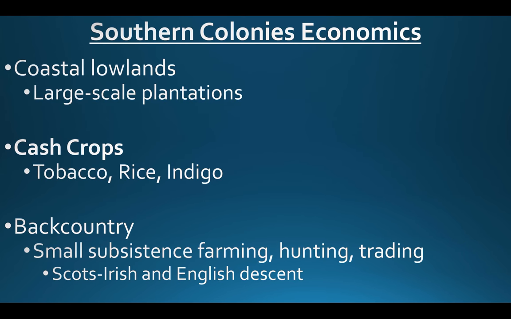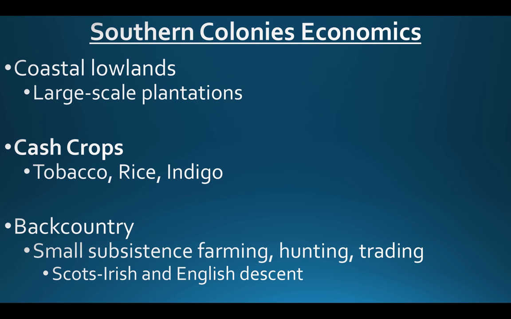The economy of the South, again, is going to be really fueled by these coastal lowlands we were just talking about, where you're going to get these large-scale plantations popping up along what's known as the tidewater areas, which allowed easy access out to the ocean. And what's really going to develop is these plantations are going to grow what are known as cash crops. And the big cash crop is going to remain tobacco, but you're also going to get rice and indigo, which you can make a dye from, and which are all going to become valuable things for these plantations to grow.